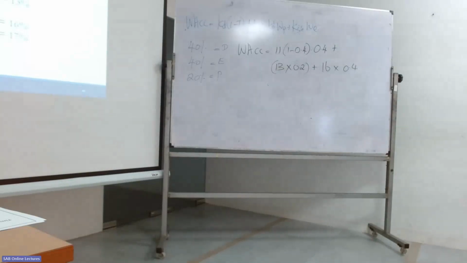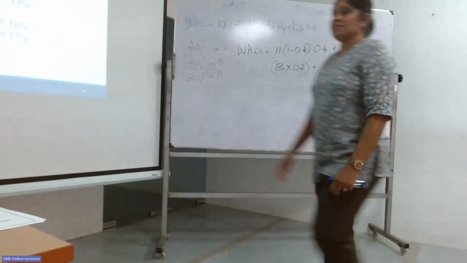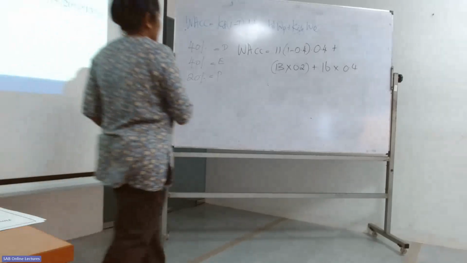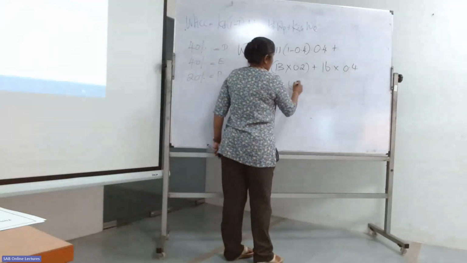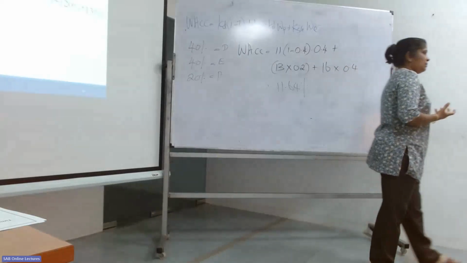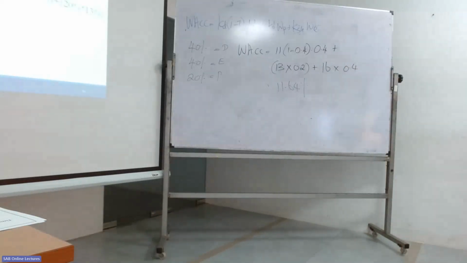What is the answer? Yes, your answer is, I think, correct. 11.64. This is the weighted average cost of capital. 11.64. So this is this ABC PLC company's minimum required rate of return that the company should secure from their investment.